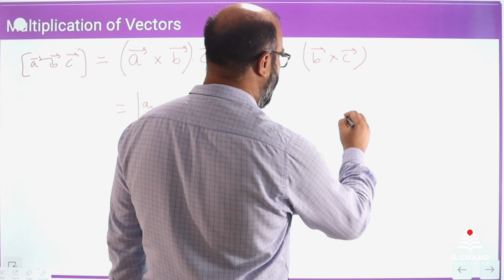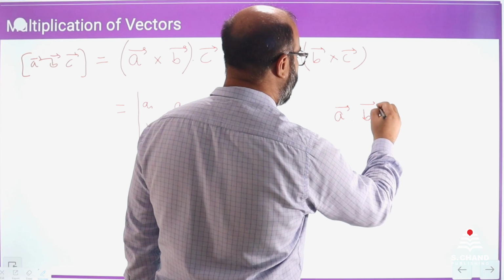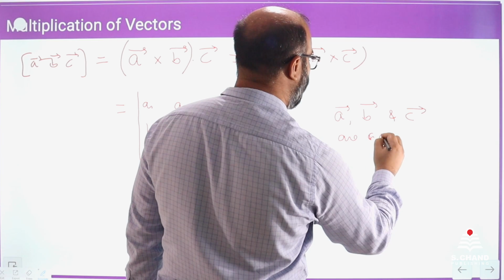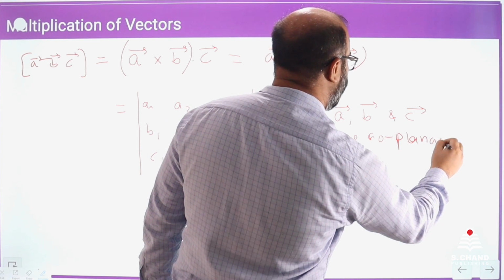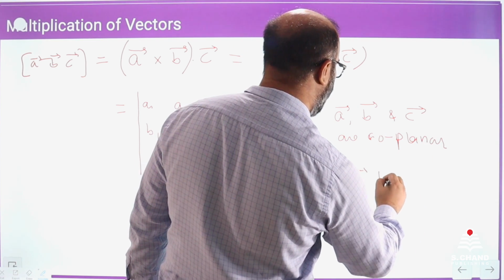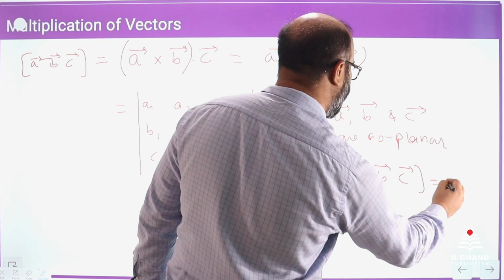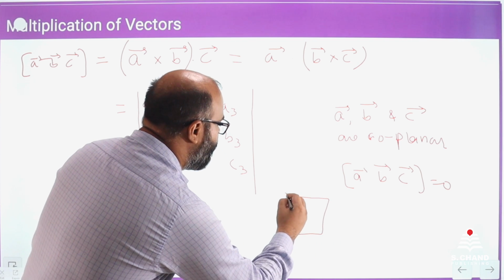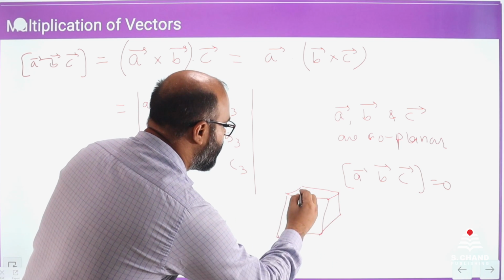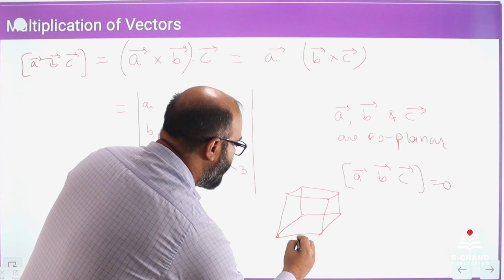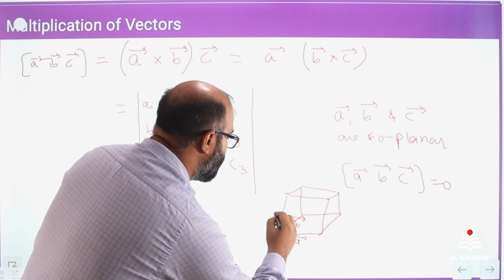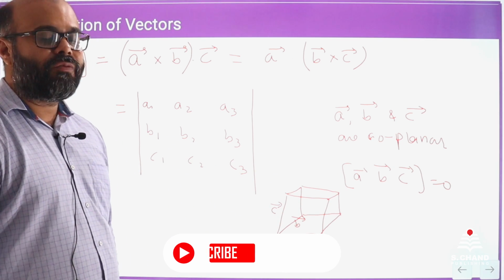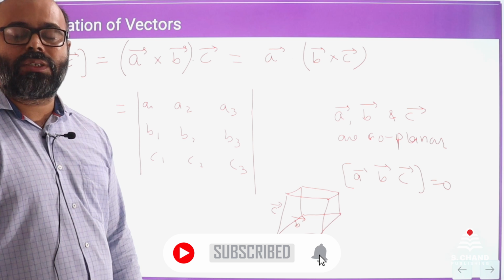Now you have to know that if A, B, C are coplanar, that is they are lying in a plane, then in that situation we will say that their scalar triple product is equal to 0. That is the volume of the parallelepiped with their adjacent vectors as A, B, C. So this is A vector, this is B vector, this is C vector. This is the volume of the parallelepiped, and if they are coplanar, the volume of the parallelepiped will be 0.